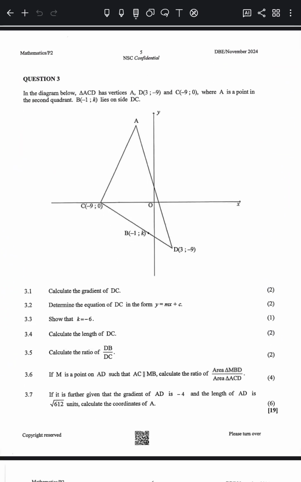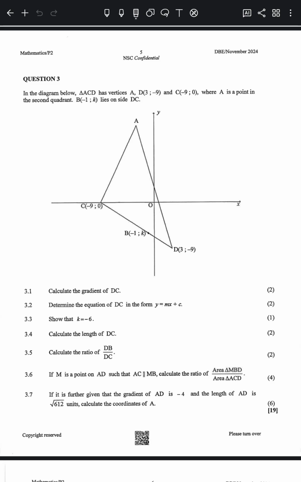Then we've got question 3, which is out of 19 marks. So now if we can look into this, it is pure grade 11 as well. Why? Because there's nothing new that they've asked. They said calculate the gradient of DC, we've got all the points. Determine the equation of DC, we've got all the points. And then show that K is equal to -6. So remember, everything is collinear. Then you can use the gradient to get the coordinate of K.